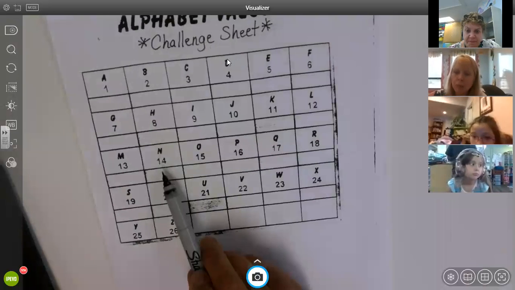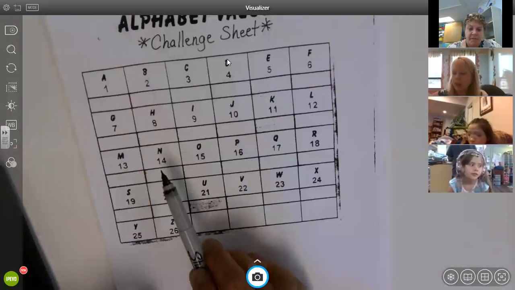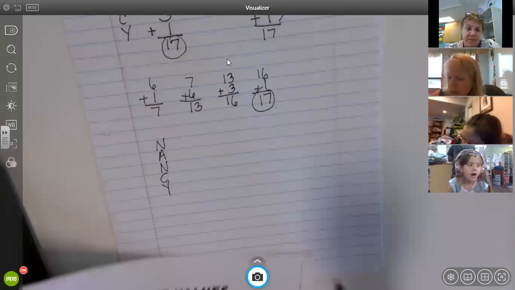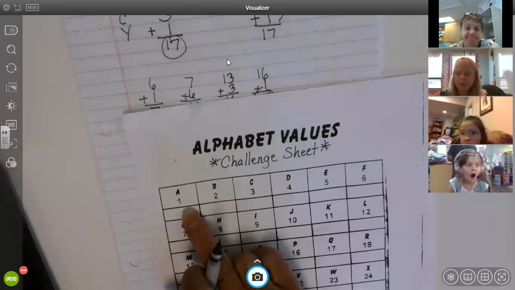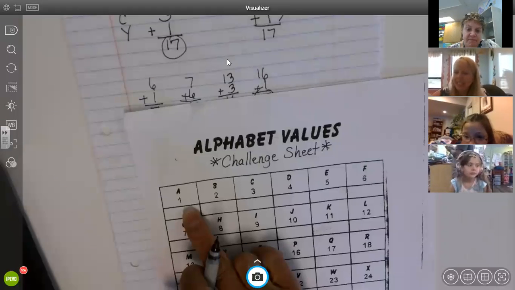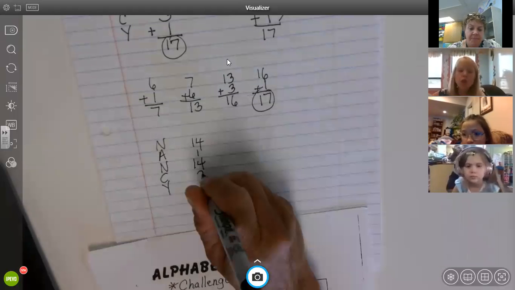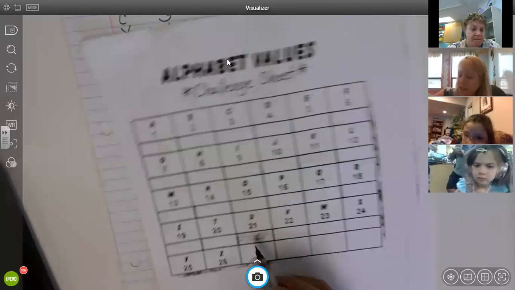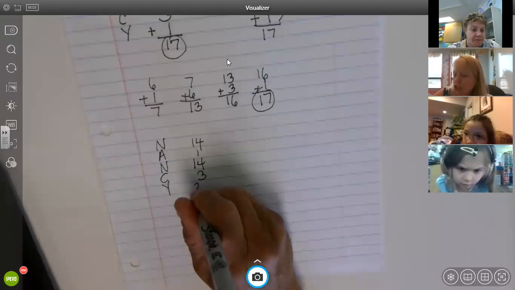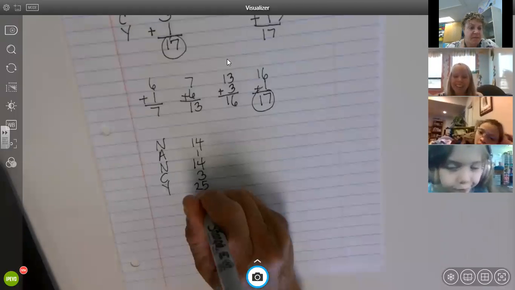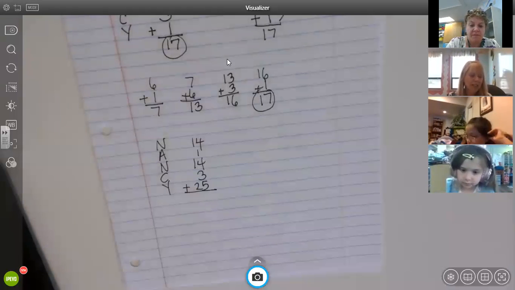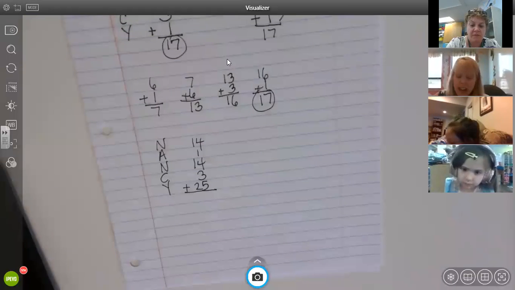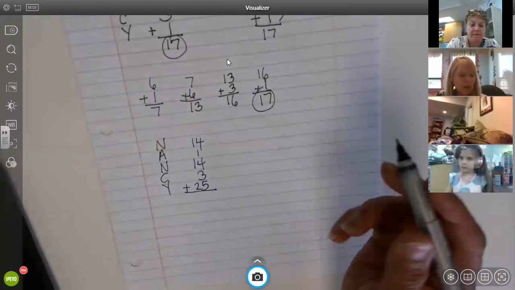So you're going to do more double-digit addition. So I'd write 14 twice here. A is still only worth 1. C is worth 3. And Y is worth 25. So now I've got much larger numbers to add. Again, I know you have different ideas on how you might do this. So I would suggest you try what's best for you.